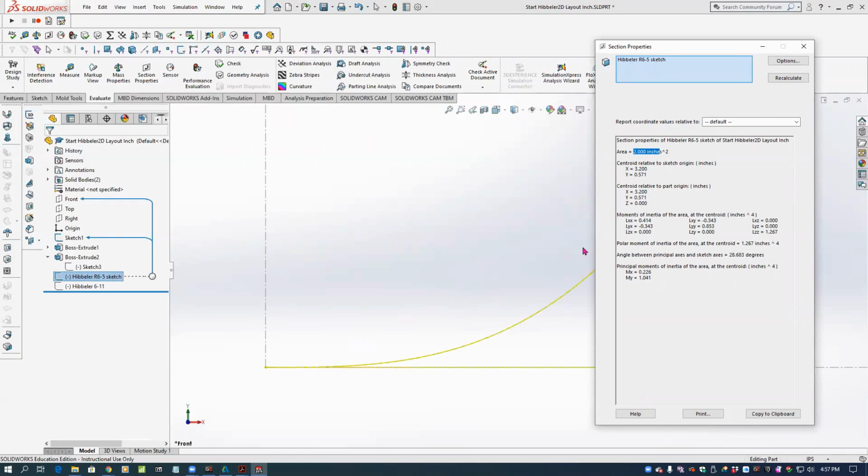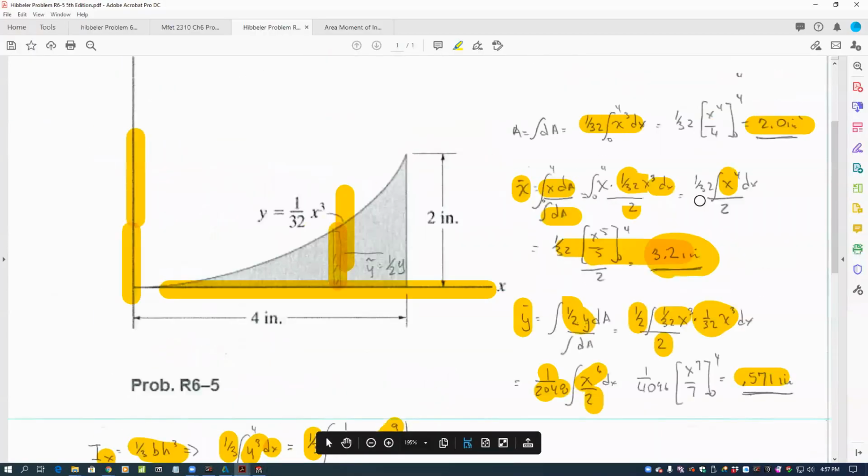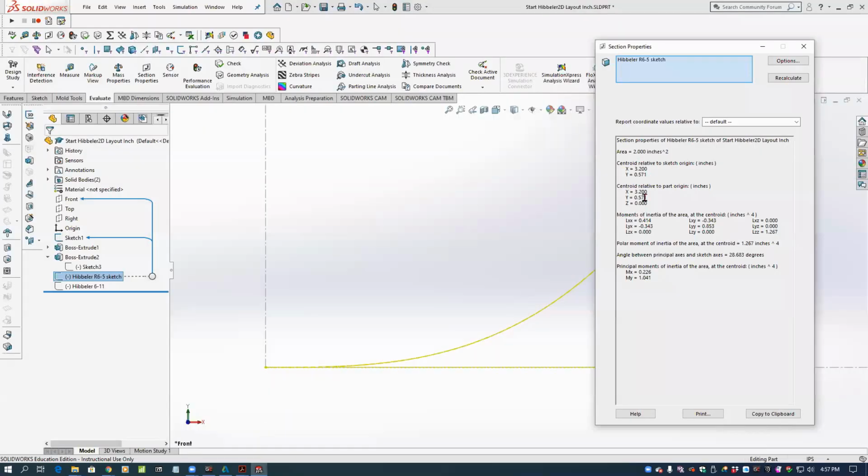Our centroid, with respect to the centroid, is 3.2. Let's just go back and validate that. That's 3.2. Yes, that's what we got there. And y is 0.571. That's what we got manually. So there's our centroid, 2D.